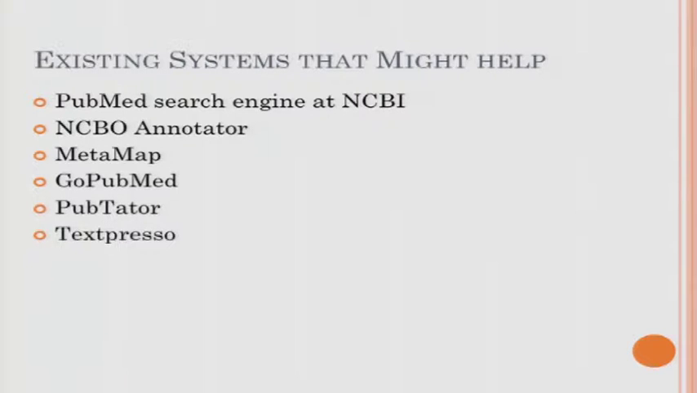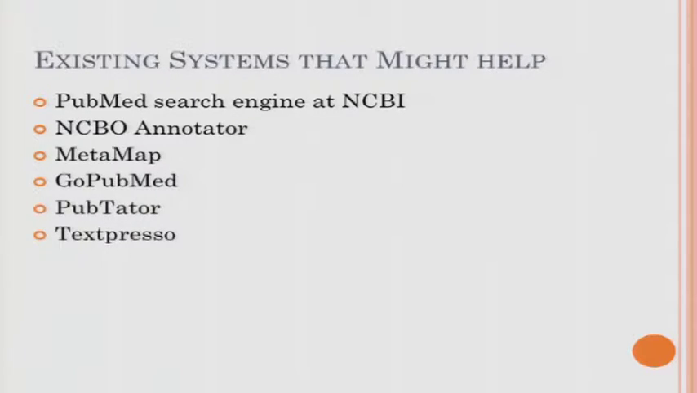There are several publicly available software systems that we might use. So first is the PubMed search engine. In this project, obviously we cannot use it because the ontology changes. We cannot just feed all the terms into the PubMed search engine and get the articles. And also, PubMed doesn't provide the exact position of the term mentions in the original text.